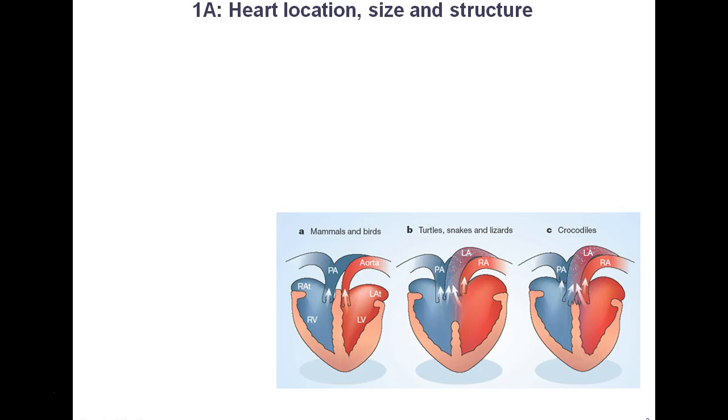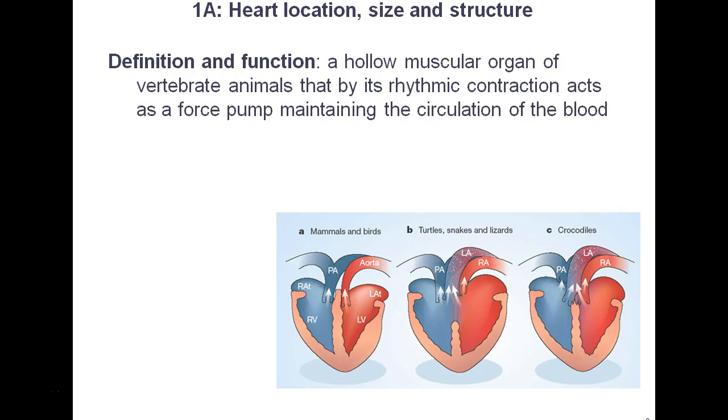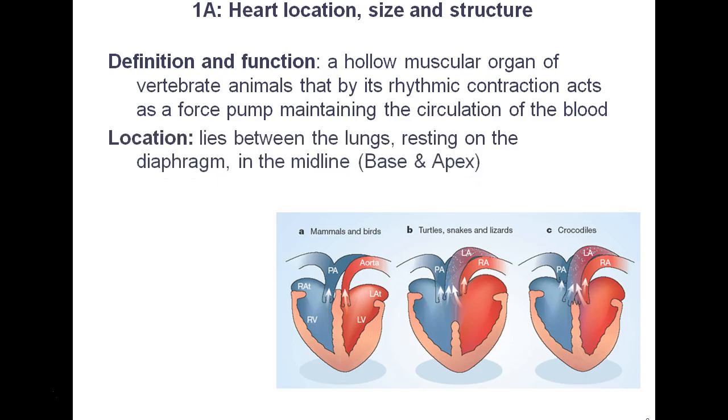So let's start by looking at a general heart location, size, and structure. Well, in the lower right-hand corner, we see just sort of a general evolution of hearts. Notice that a primitive creature would be a crocodile, turtles, snakes, and lizards. And in mammals, we have a sort of septum that has caused this to function much more efficiently. So by definition, we might say this heart is a sort of hollow muscular organ, and it's that of vertebrate animals, and its rhythmic contraction acts as a sort of force pump, maintaining the circulation of blood.